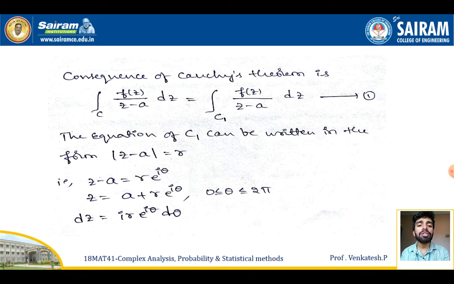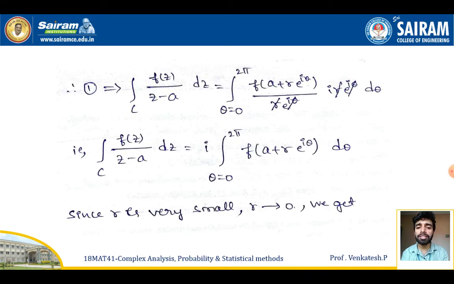Now the equation of C1 can be written as modulus of z minus a equal to r, since C1 is a circle with center at a and radius r. On expanding, we get z minus a equal to r e power i theta. Shifting a to the right-hand side, z is equal to a plus r e power i theta, where the angle theta for the circle C1 lies between 0 and 2 pi. Since we have z, we want to find dz also, so differentiating both sides, dz is equal to i r e power i theta d theta, since a is a constant and its derivative becomes 0.